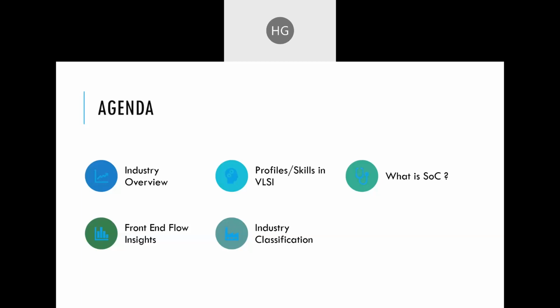Then I'll talk about the front end flow. In the front end flow, I'll talk about which job or which area is more commonly used, in which area you have so many jobs compared to backend. Then I'll talk about the industry classification: depending upon your projects and the products in the market, how the industry is divided into several areas. So that I'll talk about.